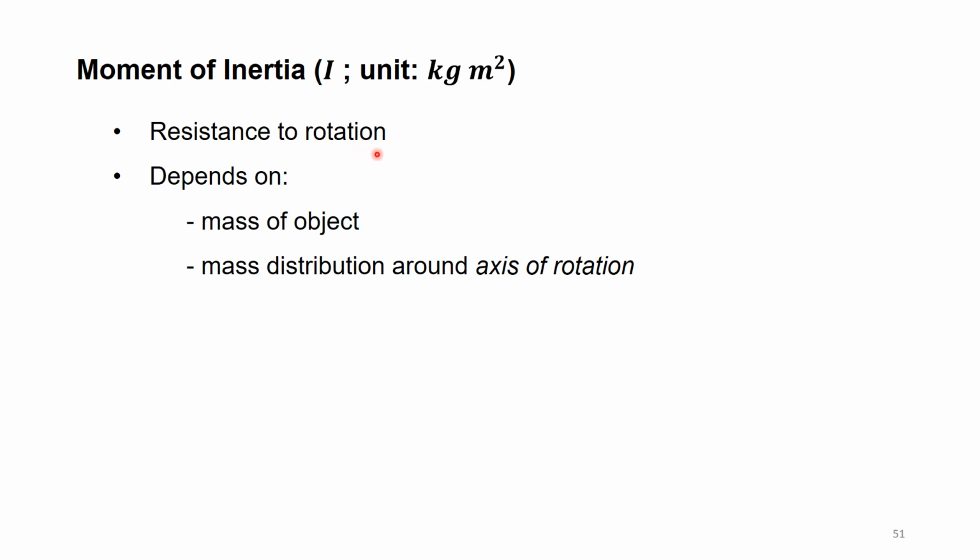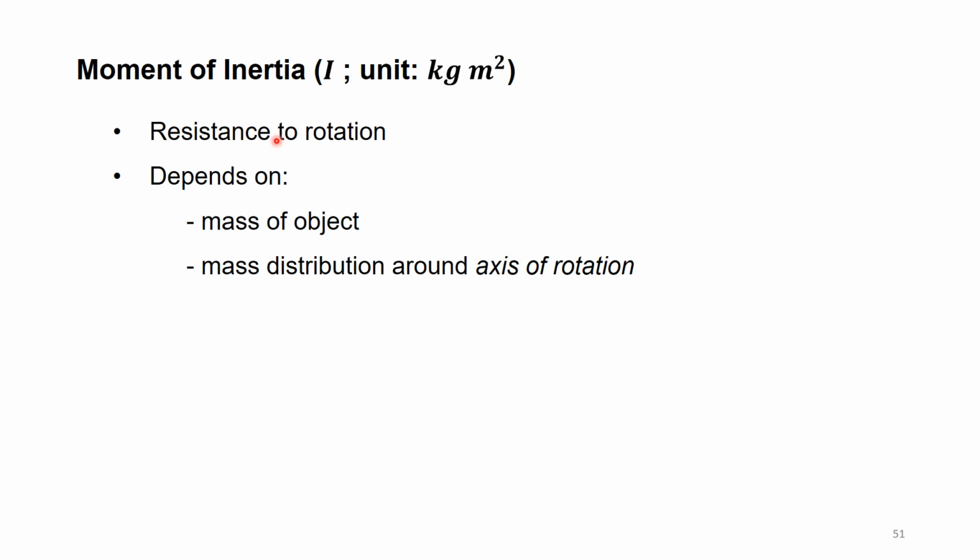Suppose you're trying to turn an object, make it rotate. Depending on different factors, it might require a lot of effort to make the object rotate, or it might require less effort. This effort depends on something called the moment of inertia of the object around its axis of rotation. All right, so let's go over this in more detail.